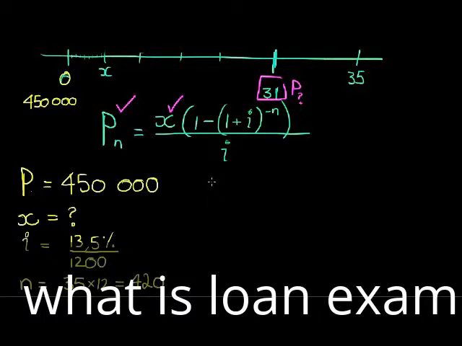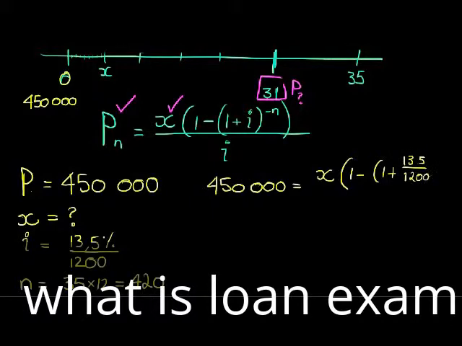Now let's go and calculate. So we have 450,000 is equal to x, which is unknown, times 1 minus (1 plus 13.5 over 1200) to the power of negative 420, all of that divided by 13.5 over 1200.